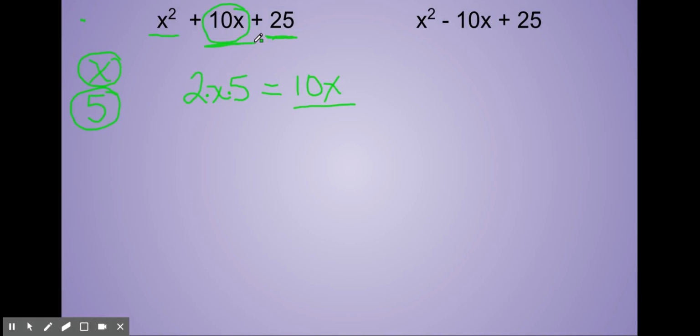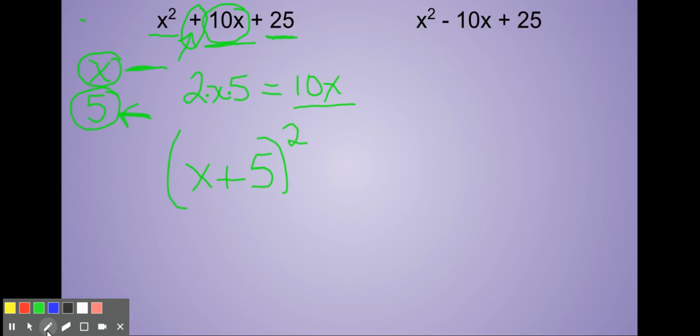Since that's the case, the next thing I ask myself is, what is the sign right in front of the middle term? This time it's positive. So it's very easy what I do now. I take the root of my first term, which is this x right here, I take this sign, which is plus, and I take the root of my last term, which is right here. So I'm going to have the quantity of x plus 5, and I'm going to square it. And that's how I factor a perfect square trinomial with a positive middle term.